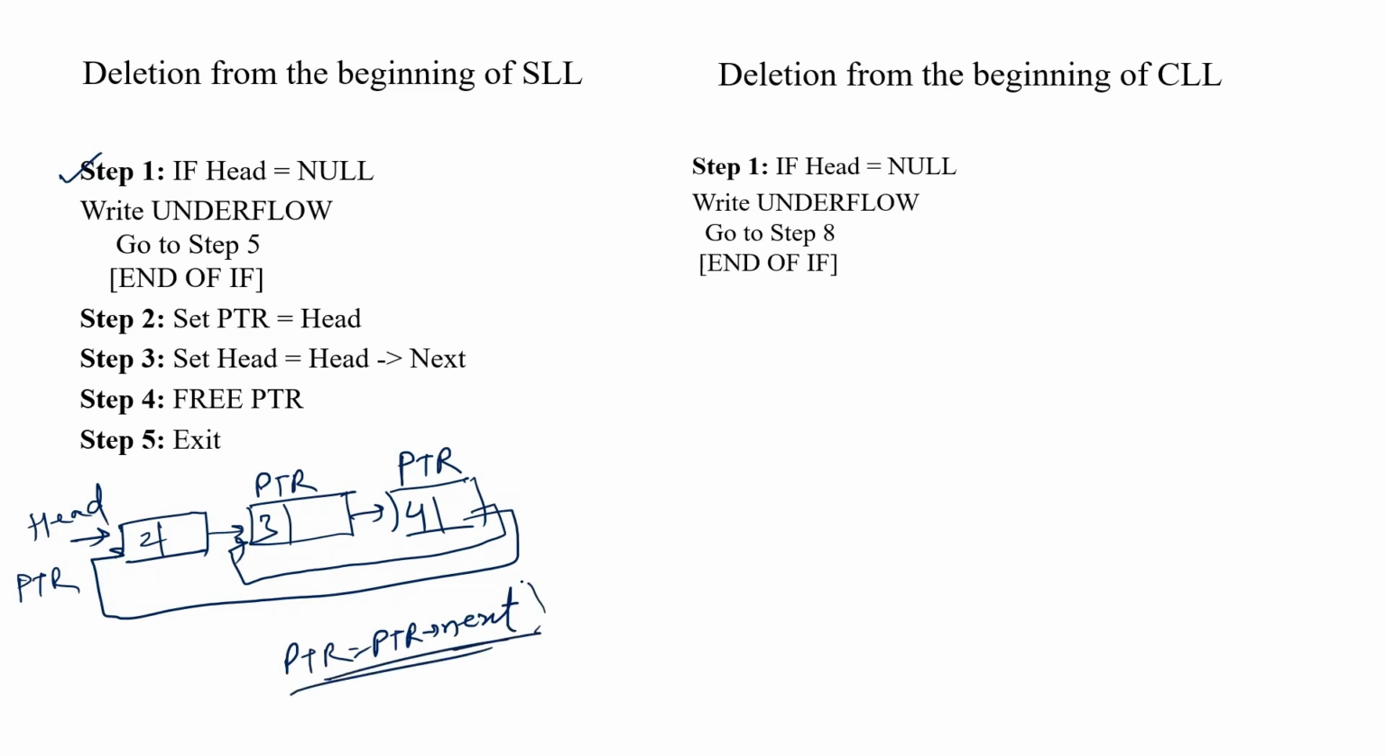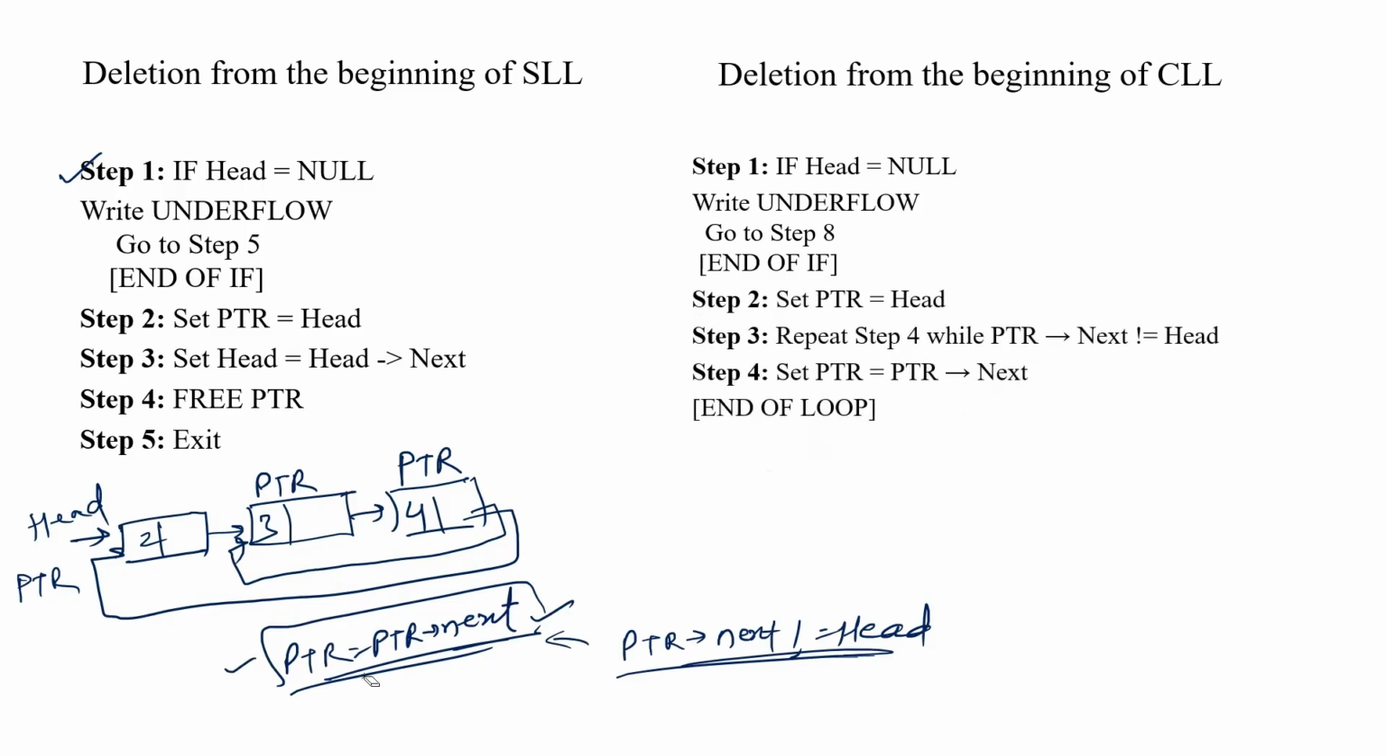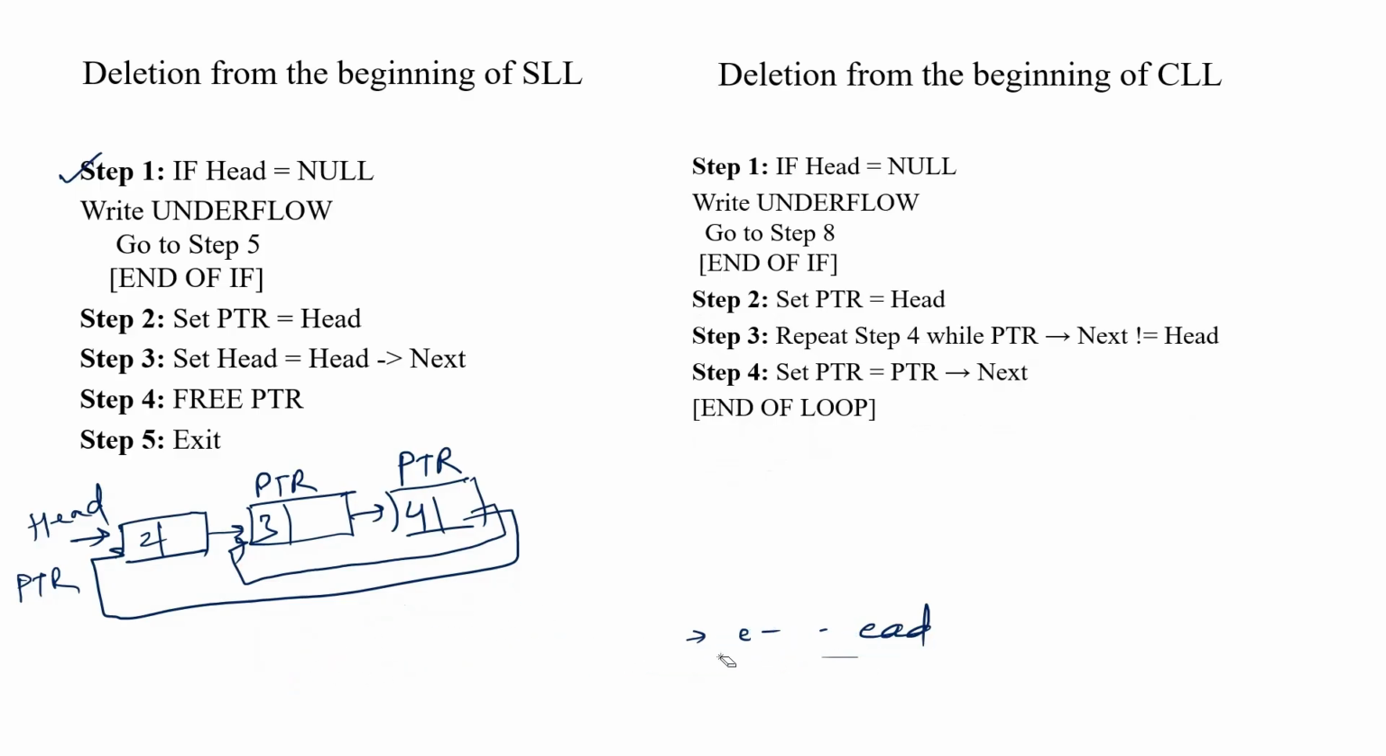But this step I am going to repeat in a loop. And how many times am I going to do this? Till PTR to next is not equal to head. Till that point of time, we have to do PTR is equal to PTR to next. And that way, PTR will come on the last node. So steps number 2, 3, and 4 are what we are doing for bringing PTR on the last node. PTR is finally here.